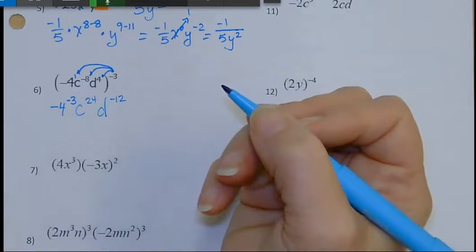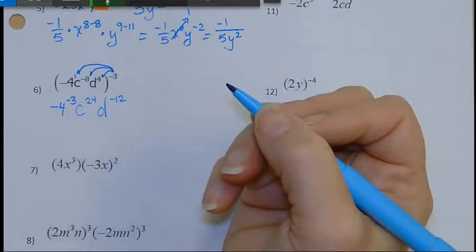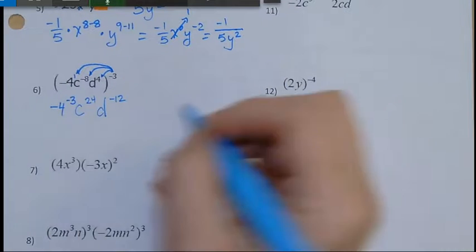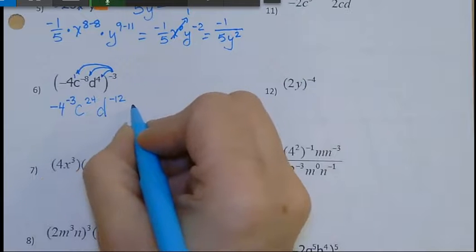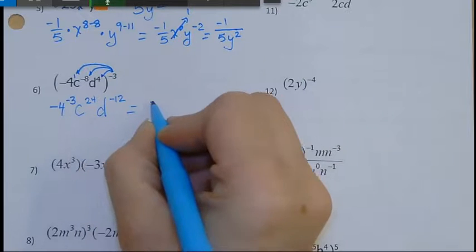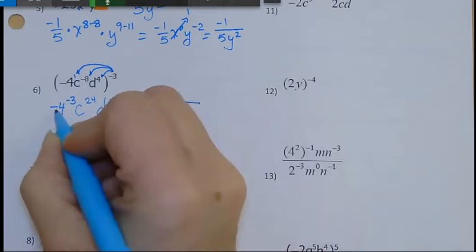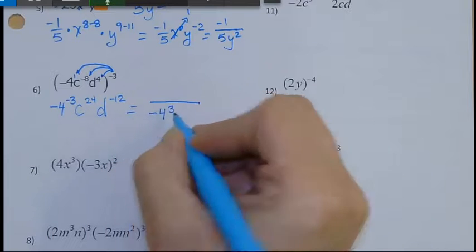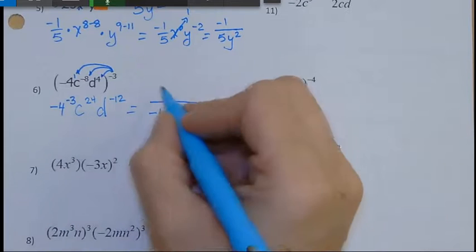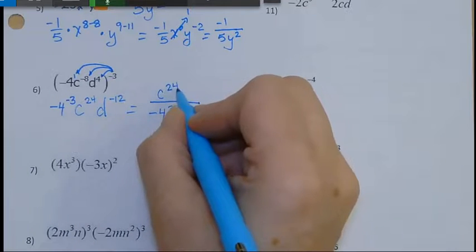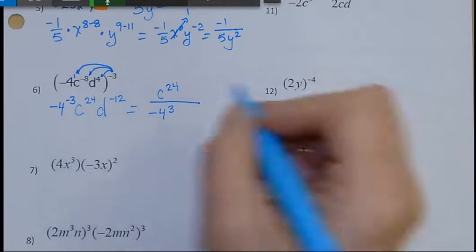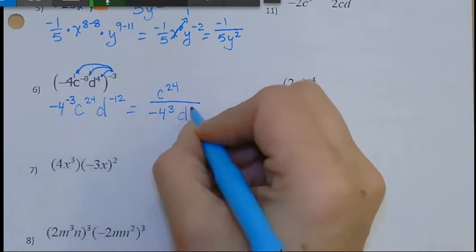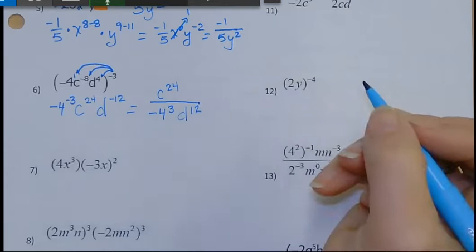Now I want to rewrite that so that I have all positive exponents. So when I do this, I'm going to have my fraction bar. Negative 4 to the negative 3 is going to move down to the basement, down to the denominator. C to the 24 already has a positive exponent, so it'll stay in the numerator. D to the negative 12 wants to become positive, and so that will be d to the 12.